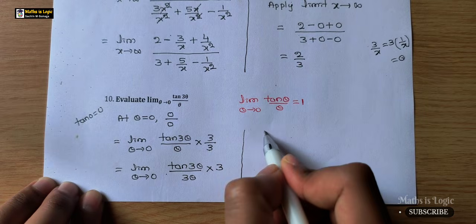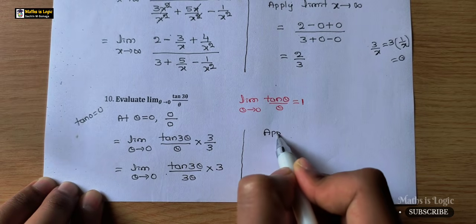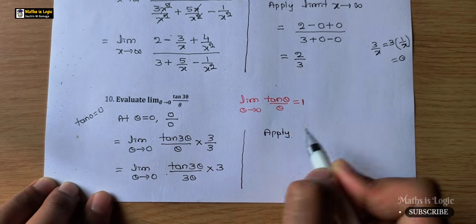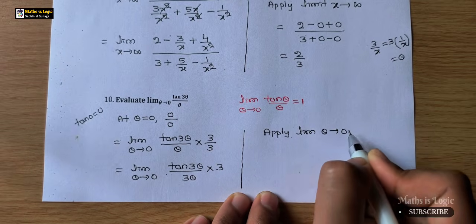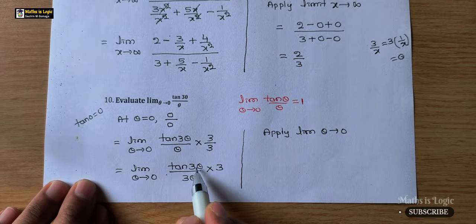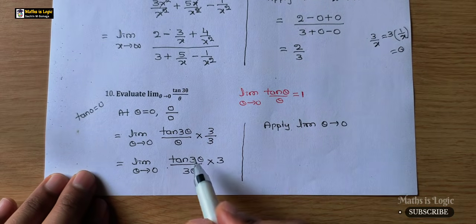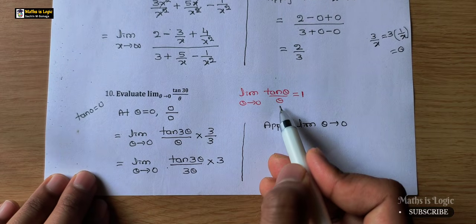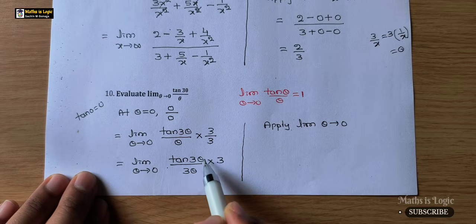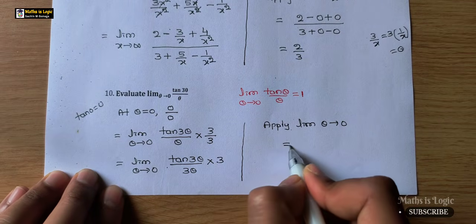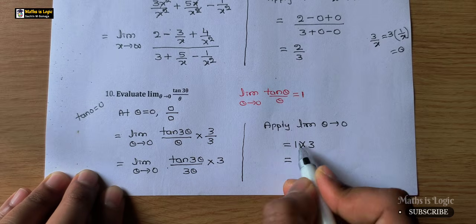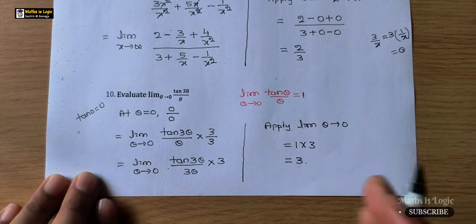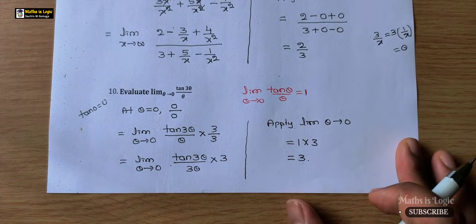Now apply the limit as theta approaches 0. At that time, tan 3 theta divided by 3 theta looks like tan theta divided by theta, so this value directly goes to 1. So 1 into what is the remaining number here? 3. Therefore 1 into 3 is 3. So this is the final answer.